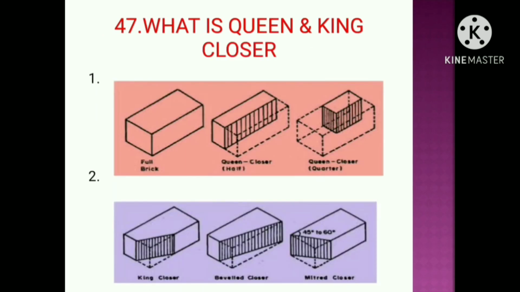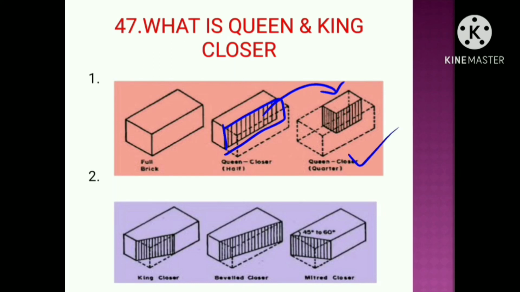What is queen closer and king closer? Basically closer means the portion of a brick cut along its length, so it is called closer. As you can see here, half queen closer means the brick is cut from the center along its length, and quarter queen closer means it is made again half of this. So why is queen closer provided? Because it avoids overlapping of joints.